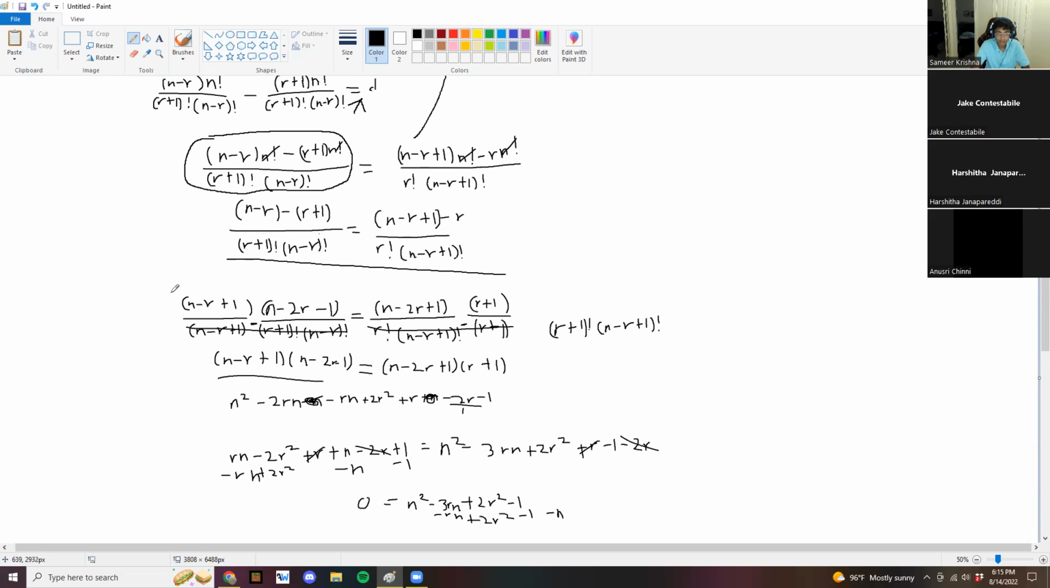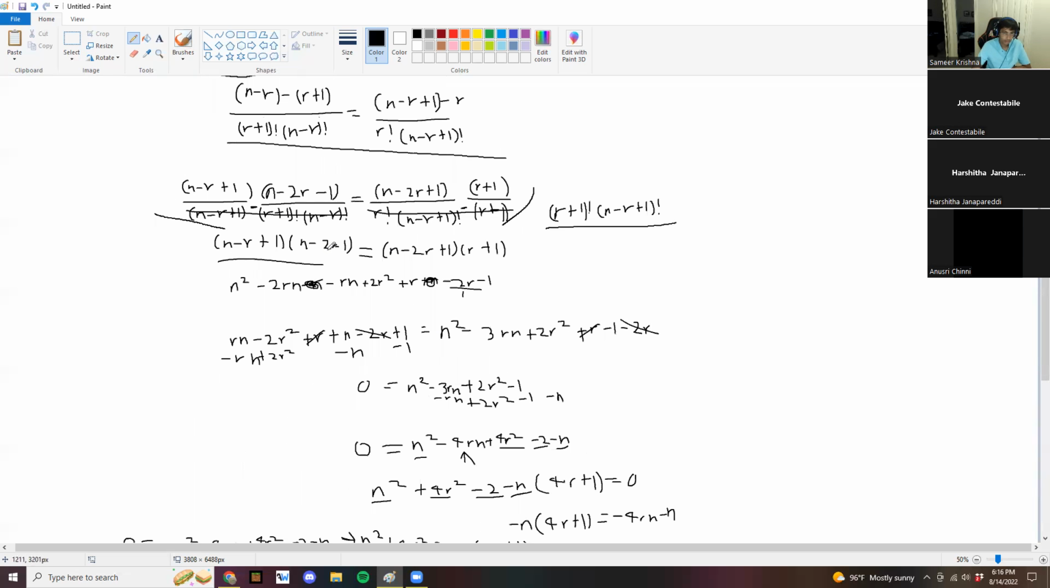Once we get that, we try to set the same denominator, which gets you this mess over here. Because r plus 1 times r factorial gets the same denominator, which is this over here. And since we got the same denominator, we can just leave it out now, and we set the numerators equal to each other.